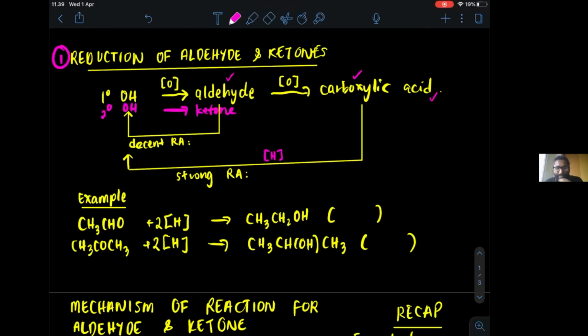Reduction. Justin has written reduction over there. So for the reduction, Richard, can you tell me what is going to be the suitable reducing agent that will be used for changing carboxylic acid into primary alcohol? We have learned about this.